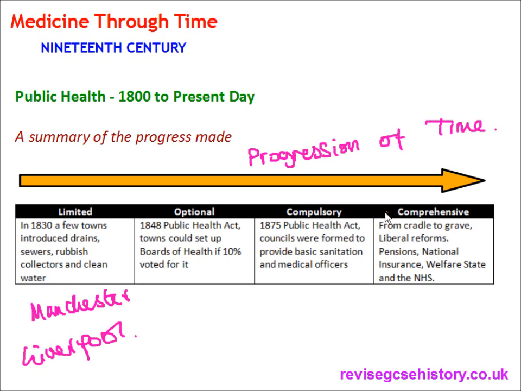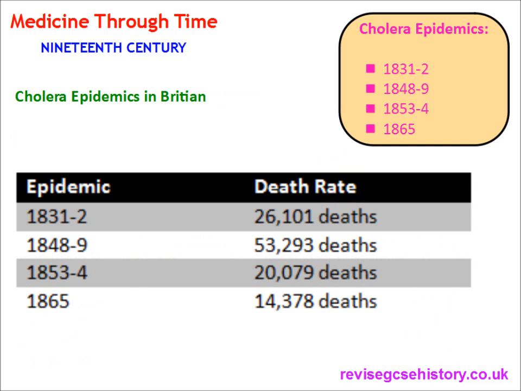And then we've got a comprehensive public health scheme. From cradle to grave, we've got the introduction of the NHS, we've got liberal reforms, pensions, national insurance and the NHS, and we're going to be looking at this more next topic in medicine in the 20th century. So that is a quick summary.